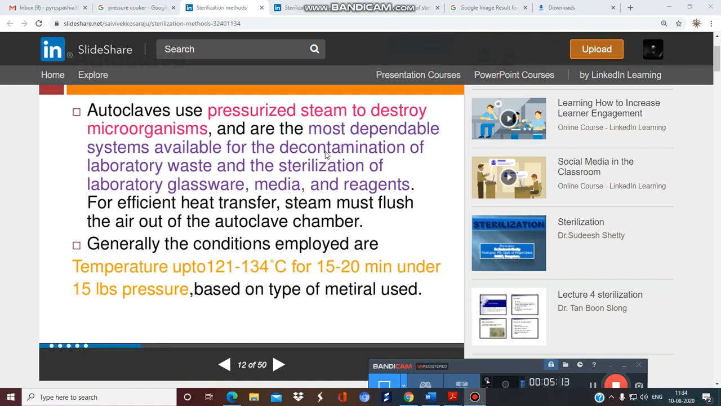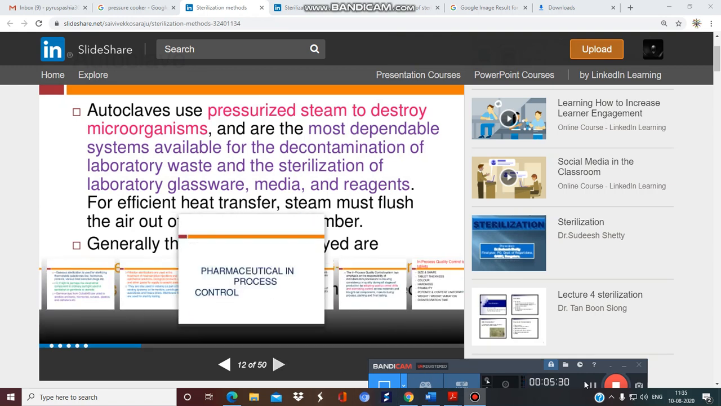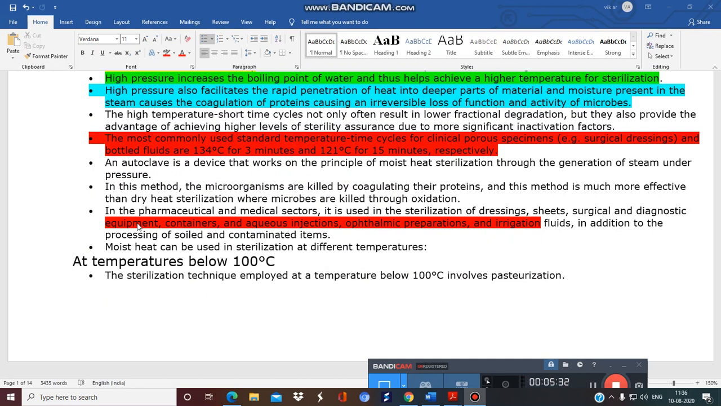It is used for decontamination of laboratory waste and sterilization of laboratory glassware, media, and different reagents, and generally 121 to 134 degrees Celsius for 15 to 20 minutes under 15 lbs pressure. These are the units of pressure. It is also used for different types of diagnostic equipment, containers, aqueous injections, ophthalmic preparations, irrigation fluid, etc. So this method is widely applicable in industry.